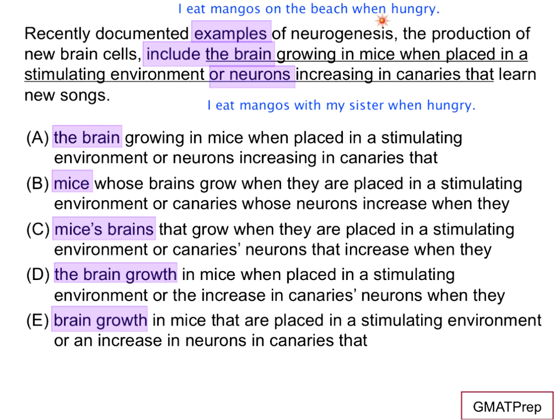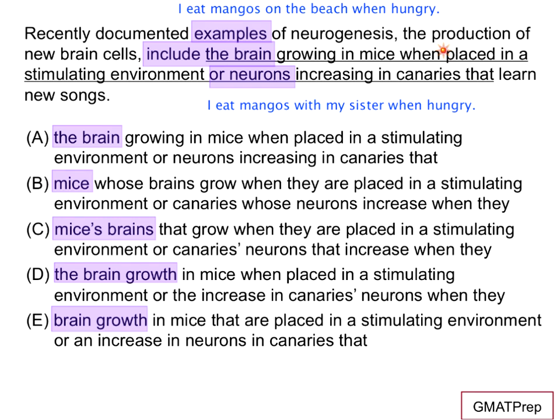So what did you do here to make this more clear? You guys offered me something right here. What were you actually doing there? You're picking up the subject and reusing it. So you're using the same subject. I ate mangoes on the beach when I am hungry. I ate mangoes with my sister when I am hungry. Do that in this sentence. What noun is going to go right here? You need to pick that noun up from earlier in the sentence, and it needs to be the subject of the sentence. What's the subject of the sentence?